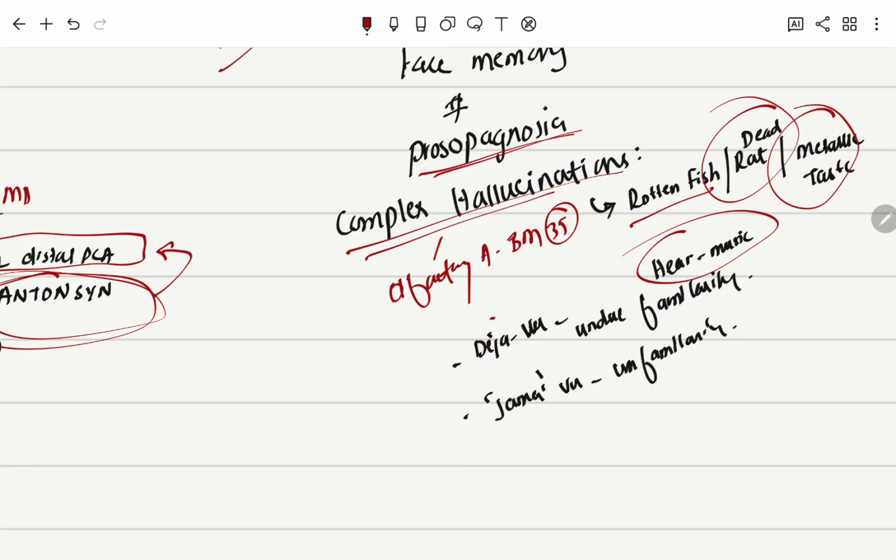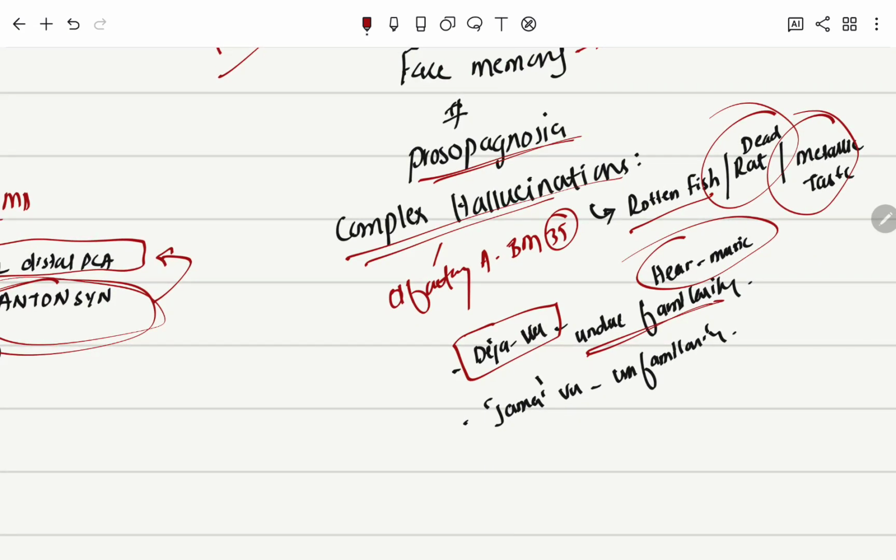And there's deja vu. This is called undue familiarity. I don't know the person from the beginning, I have never seen the person, but patients with temporal lobe damage will very happily welcome that person. He might start interacting as if he has known the person for years. This is undue familiarity, called deja vu.